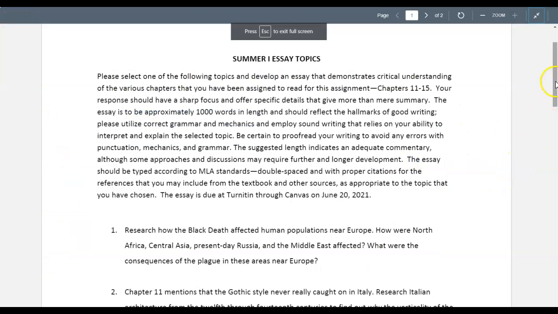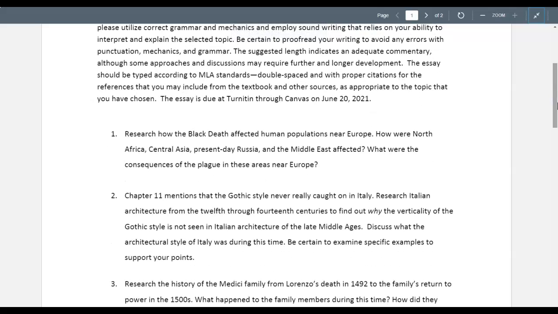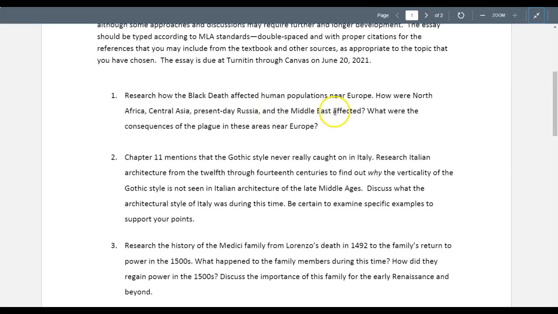And so as you're working with these, I cover a topic over each of the chapters. Usually a couple of topics for each of the five chapters that this covers, chapters 11 through 15. The first one is about the Black Death. And I ask you to think about how this has affected the populations in Europe during this time. We have just gone through a pandemic ourselves. We're still in a pandemic, technically. And so you can draw some parallels to the situation. And I think that would be a good way that you can conclude your essay.